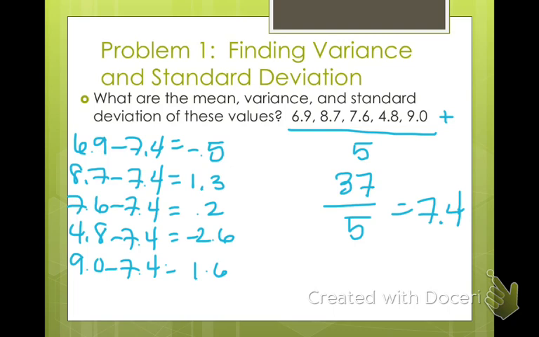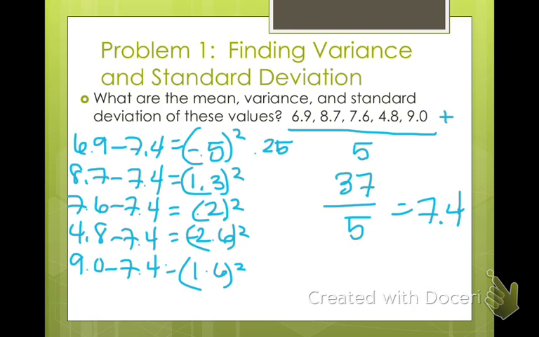Once we find the difference of all of these, we take and square them all. Remember, after this step, they should all be positive numbers. All positive numbers. So 0.5 squared is 0.25. 1.3 squared is 1.69. 0.2 squared is 0.04.